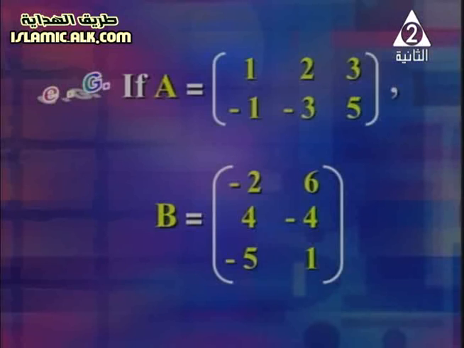What do we know? We know that the number of columns of the first equals the number of rows in the second. This is the condition when multiplying matrix A times matrix B. Can we find A times B? Yes. Why? Because the number of columns in the first is 3, and the number of rows in the second is 3. They must be equal, then we can find A times B.